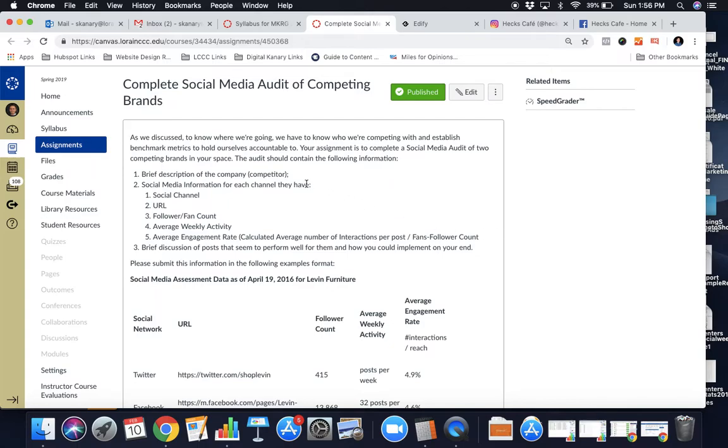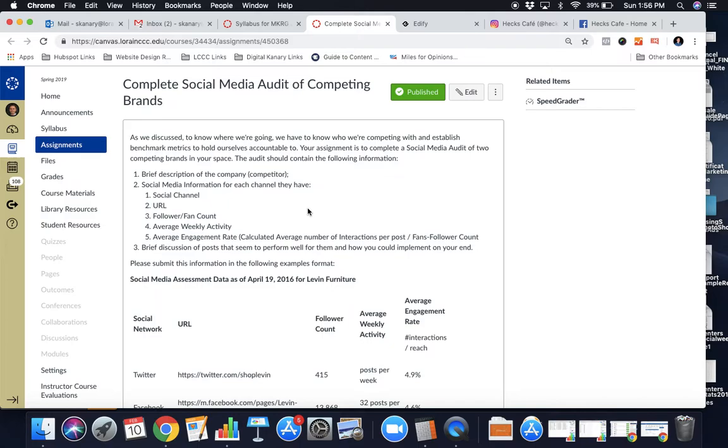So for each company, I expect you to write at least a paragraph on a description of who their company is and what products and services they offer. Then I need you to provide me the social media information for each channel that they have. Now, you don't have to do all the channels, but I do expect you to do at least one or two for each competing brand. So tell me, what social media channels do they use?